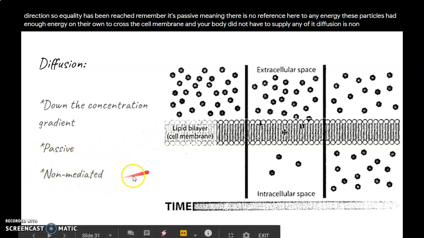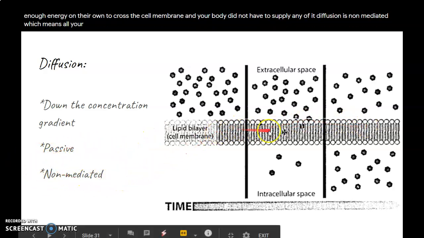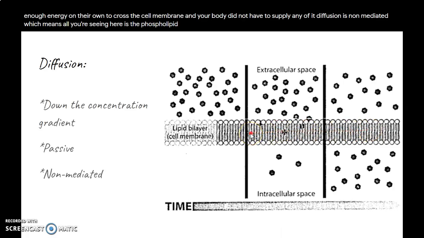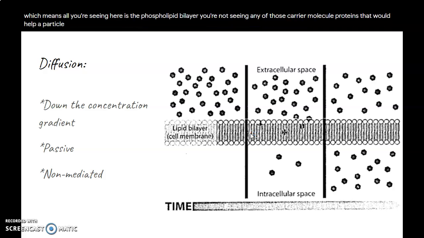Diffusion is non-mediated, which means all you're seeing here is the phospholipid bilayer. You're not seeing any of those carrier molecule proteins that would help a particle move from one side to the other. So diffusion is down, passive, and non-mediated.